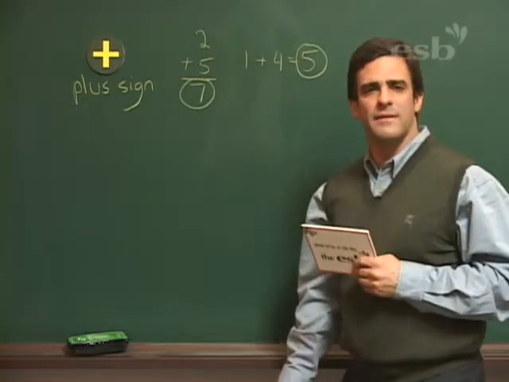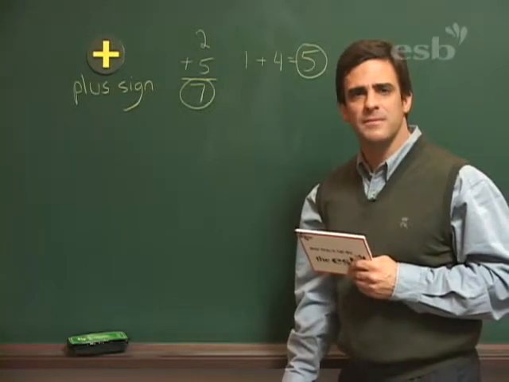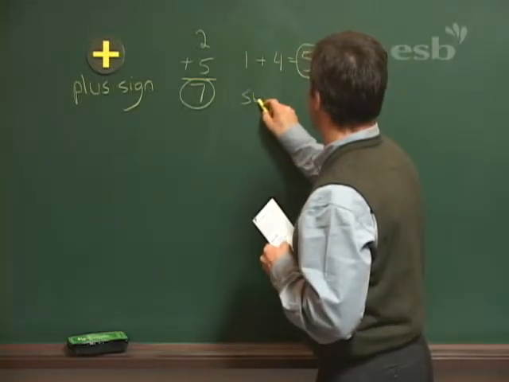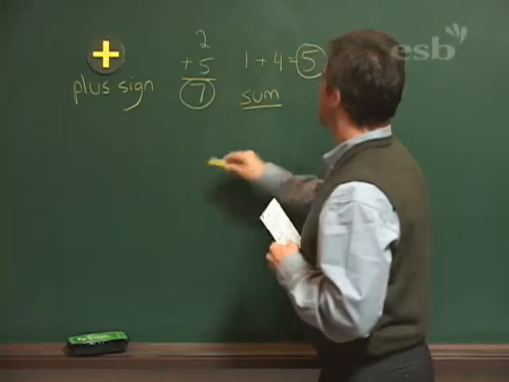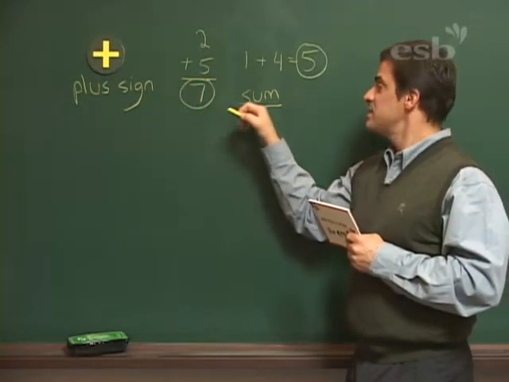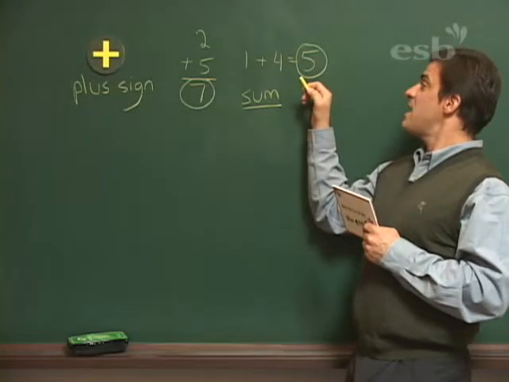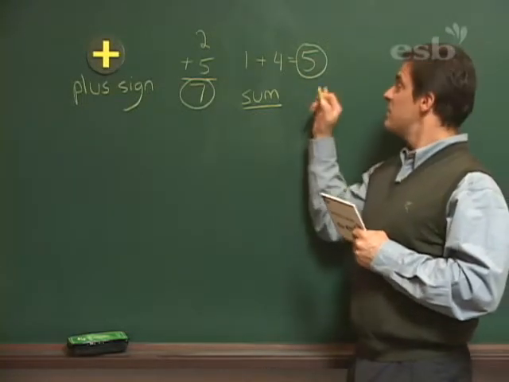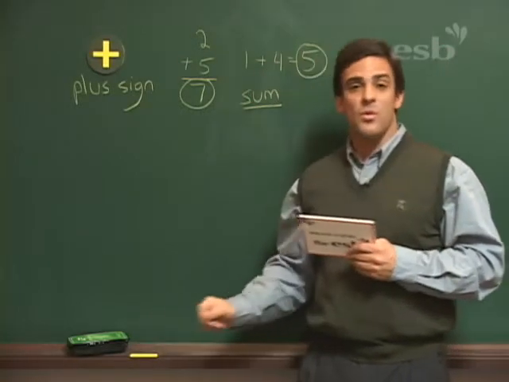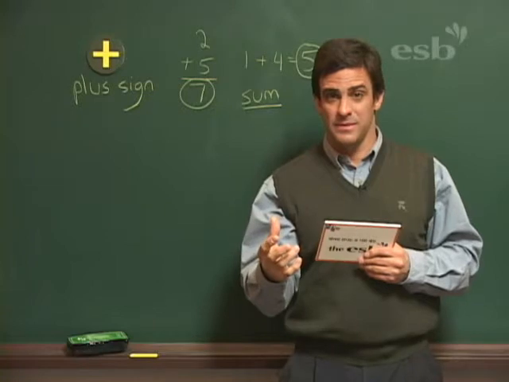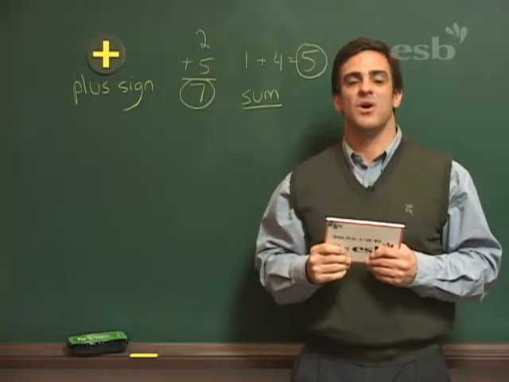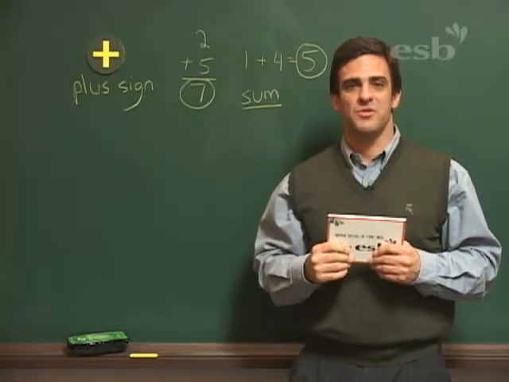What do we call the answer? The answer you get is called a sum. 7 is the answer. 7 is the sum. 5 is the answer. 5 is the sum. So, when you do addition, you add things up, and the answer you get is called a sum. Great work, everyone.